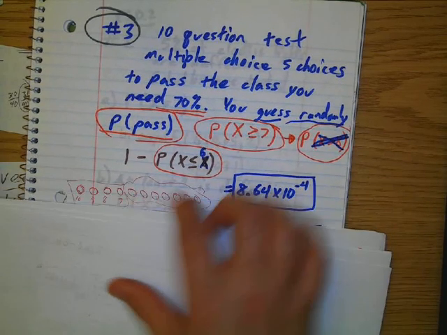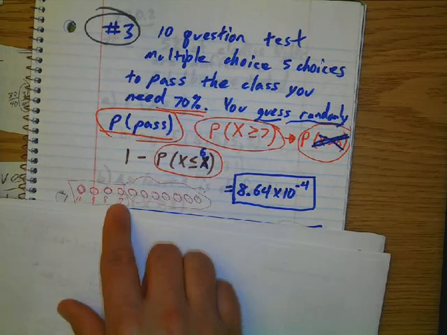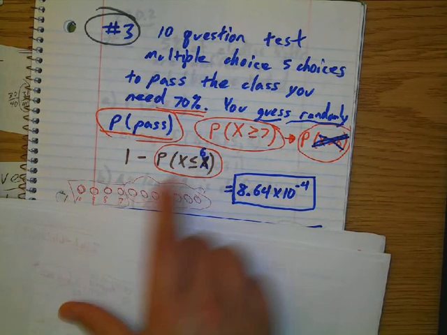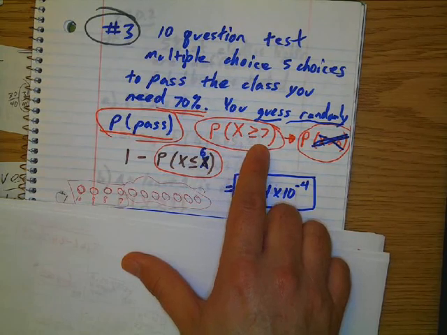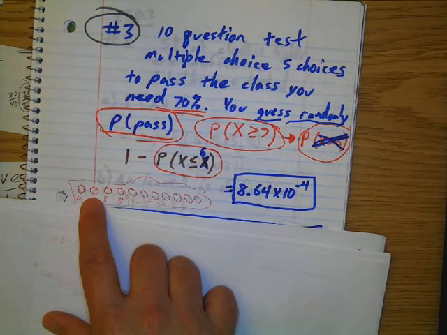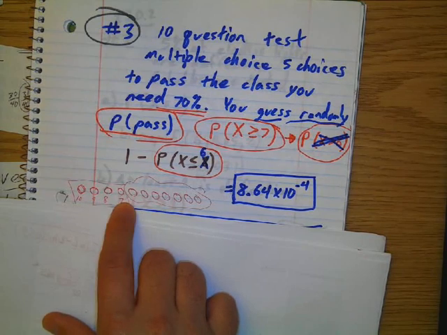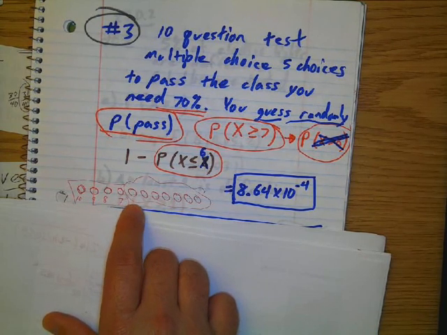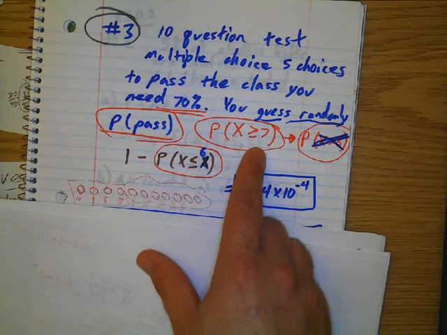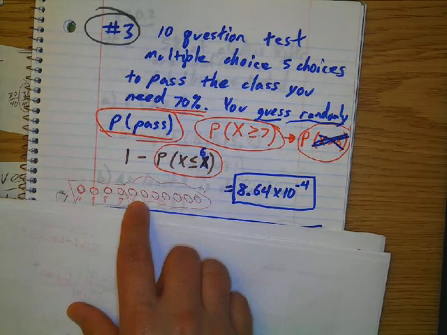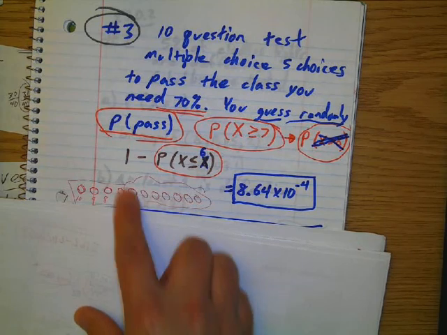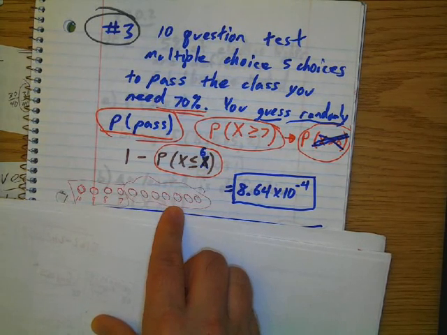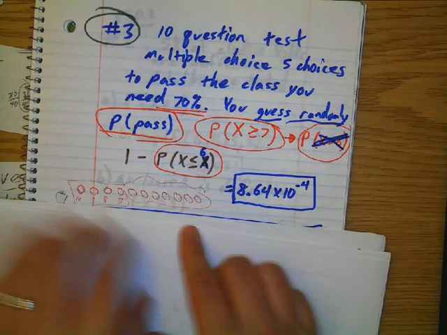Pretend these are all the different questions, right? And I need a 70%. So X has to be greater than or equal to 7. So these numbers are all greater than or equal to 7, and remember the calculator doesn't do greater than, right? So it has to be 1 minus the probability that X is less than or equal to 6. So let's type that in the calculator and see if we get this answer.